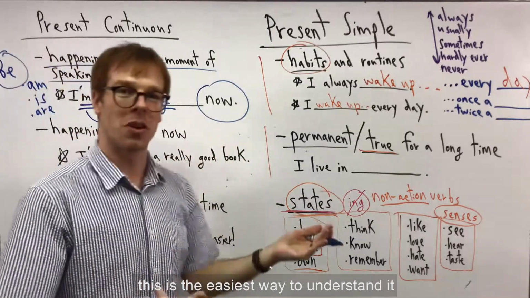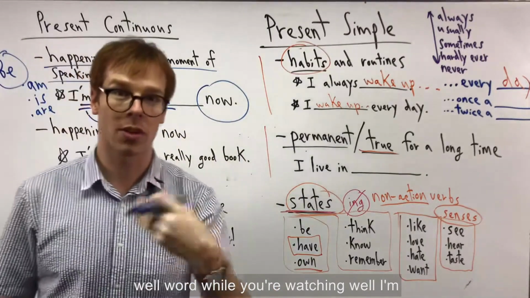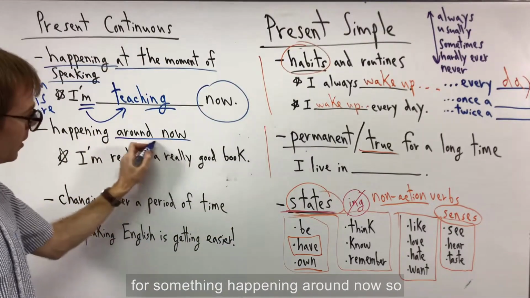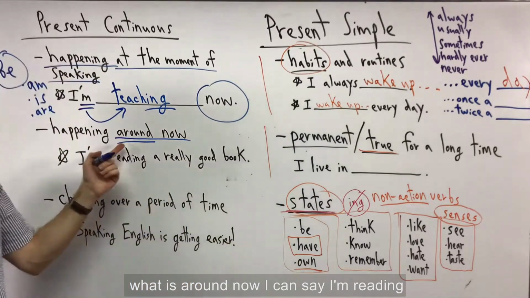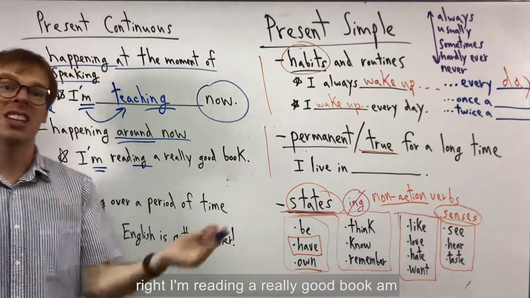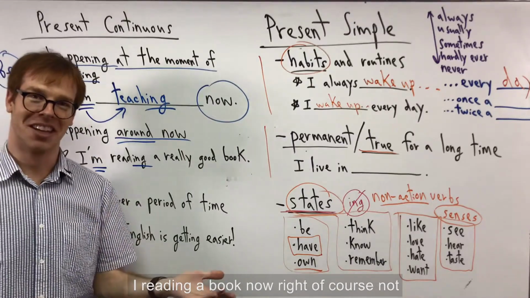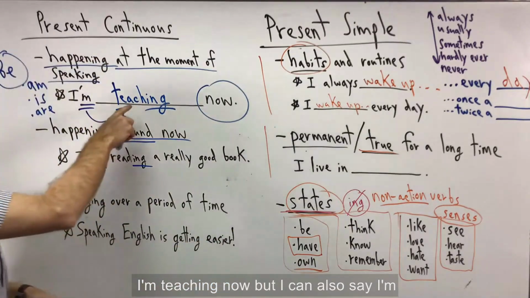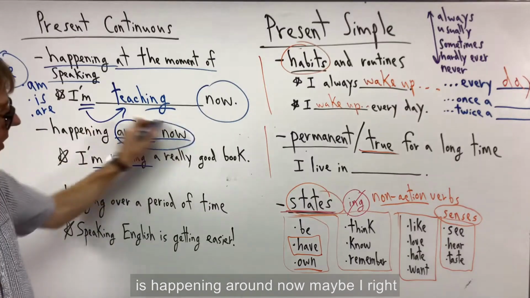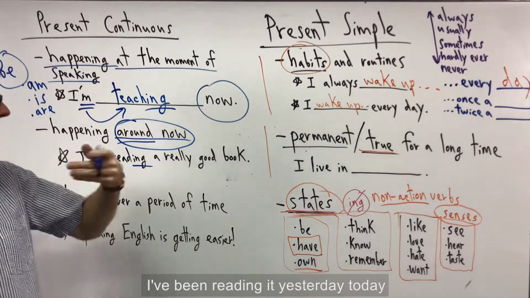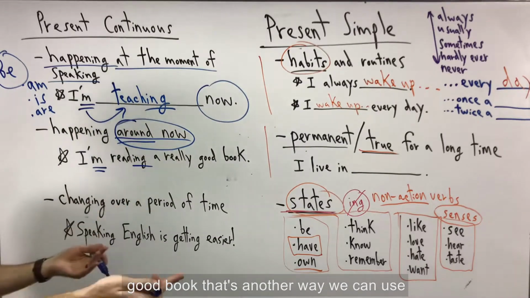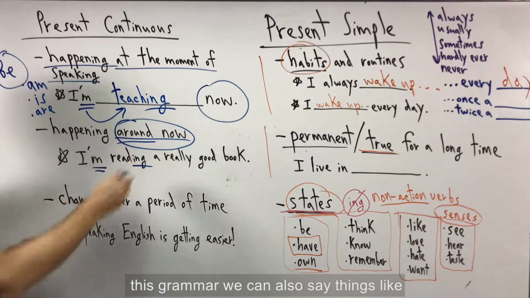This is the easiest way to understand it. Something happening at the moment, while you're watching, while I'm speaking. But we can also use it for something happening around now. So what is around now? I can say I'm reading a really good book. Am I reading a book now? Of course not. I'm teaching now. But I can also say I'm reading a really good book because this is happening around now. Maybe I was reading it yesterday, today, tomorrow. Around now, I'm reading a really good book.